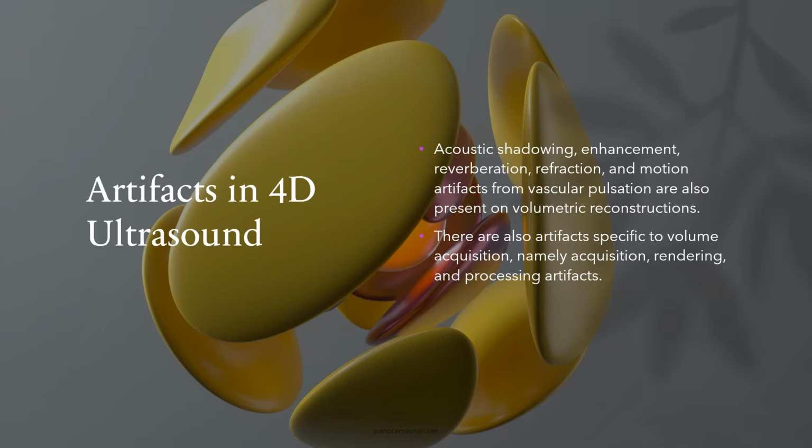Rendering artifacts arise during the processing of the acquired data into 3D or 4D images. These artifacts can appear as distorted shapes, gaps, or missing data in the reconstructed volume, potentially hindering accurate interpretation. Processing artifacts occur during the final stage when the 3D or 4D image is constructed. These can include unrealistic textures, improper boundary delineation, or other anomalies in the image due to errors in the computational processing steps.